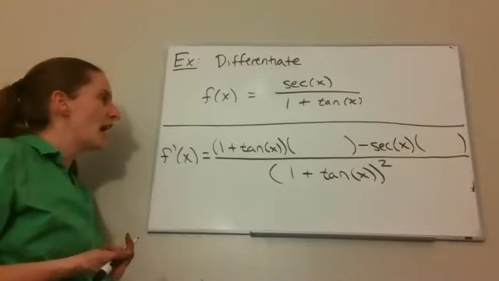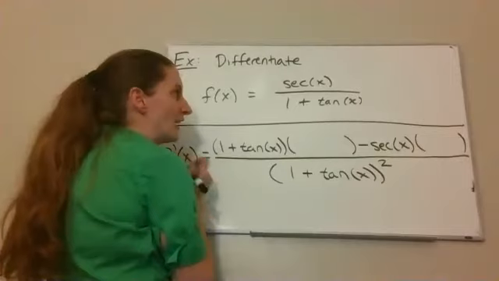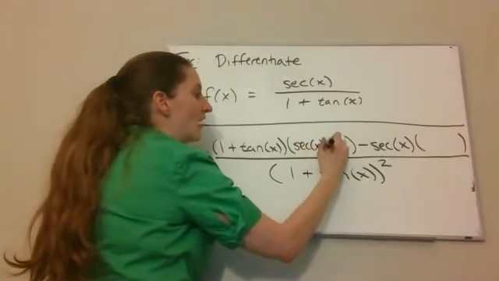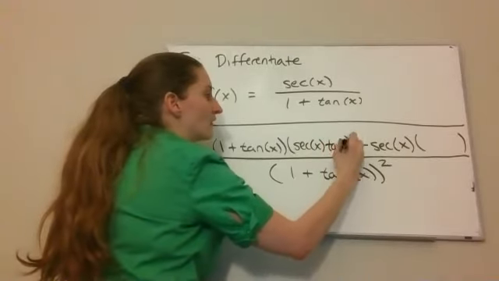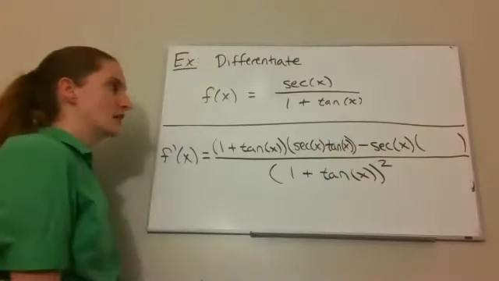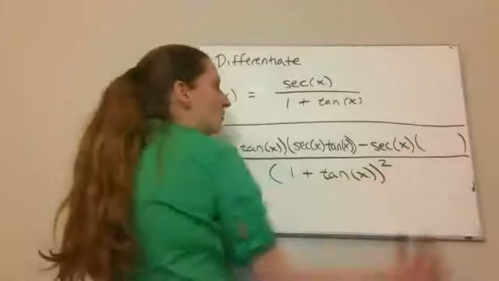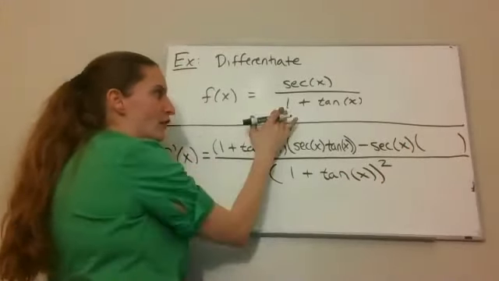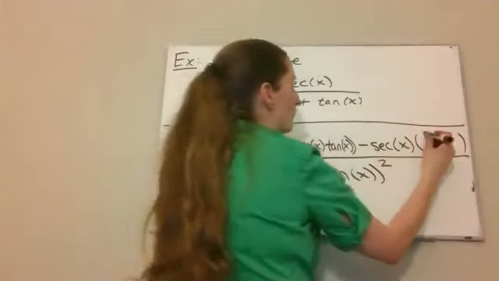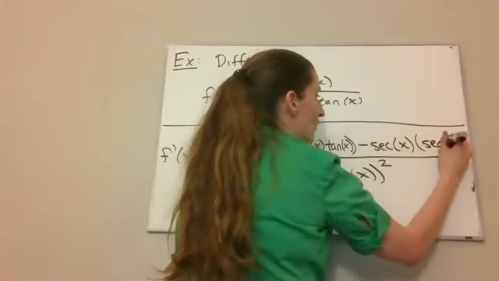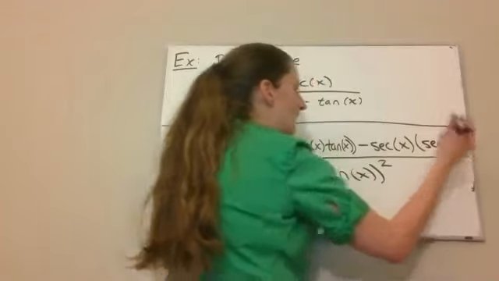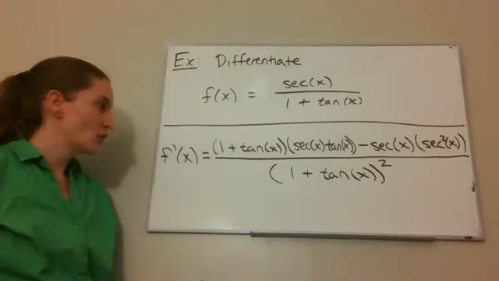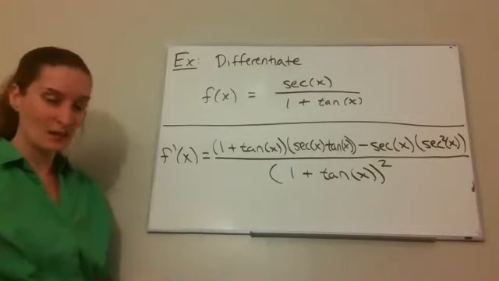What is d high, the derivative of secant x? The derivative of secant x is secant x times tangent x. And then I have my d low, derivative of 1 plus tangent x. Derivative of 1 is 0. Derivative of tangent x is secant squared of x. So this is my derivative. And if you're not told to simplify, this is the answer.